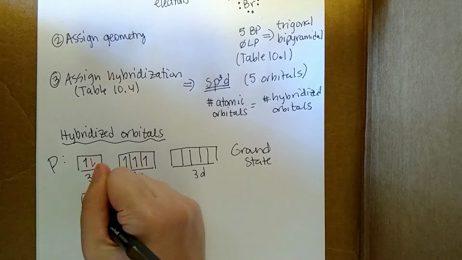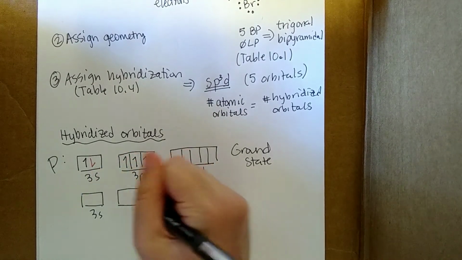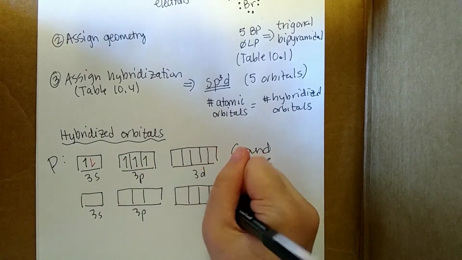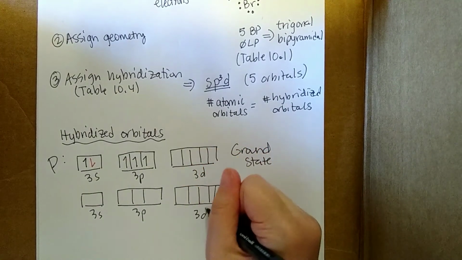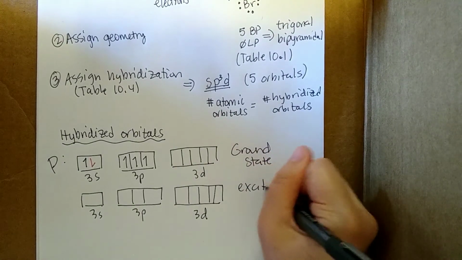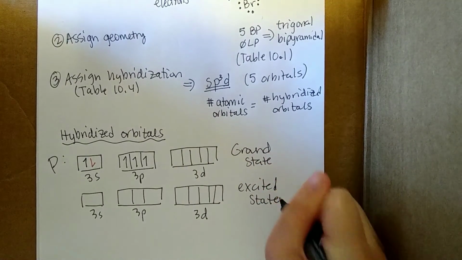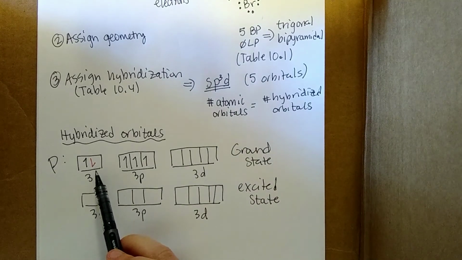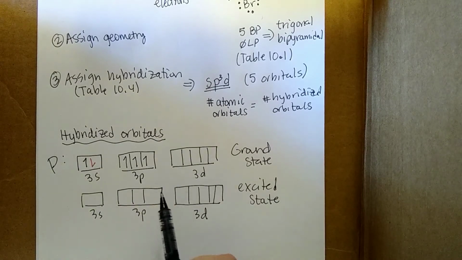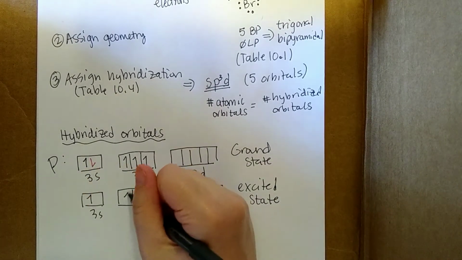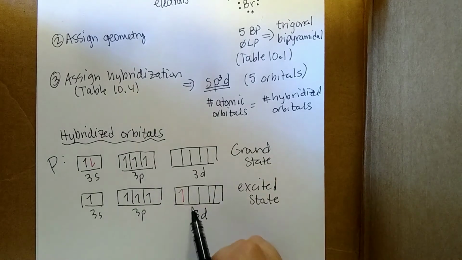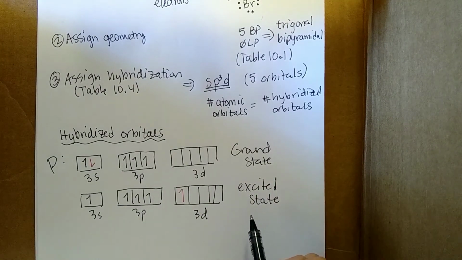Now phosphorus in the excited state, on the other hand, excited meaning one of these electrons gets promoted. So this is 3d once again. So let's look at our excited state. In the excited state, this doubly occupied electron gets promoted so that it's in an orbital all on its own. So these electrons remain where they are, and this red electron from here gets promoted to the 3d state. So now we're in an excited state.